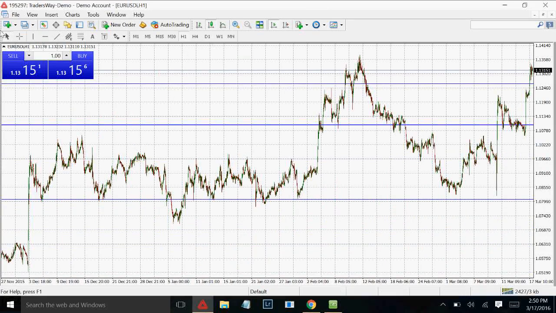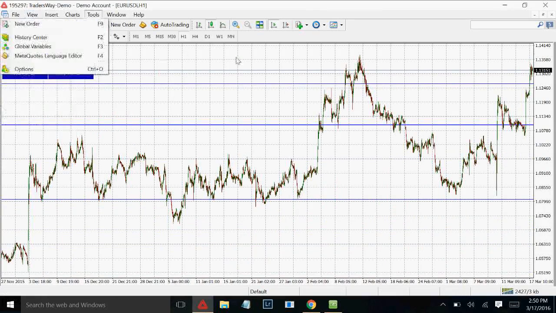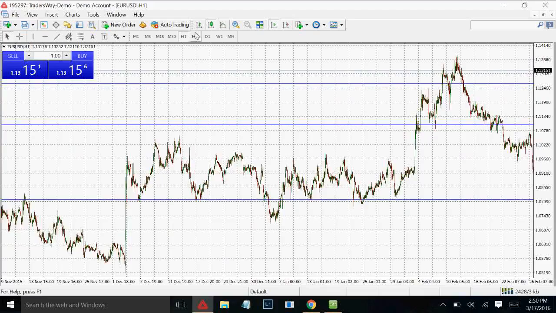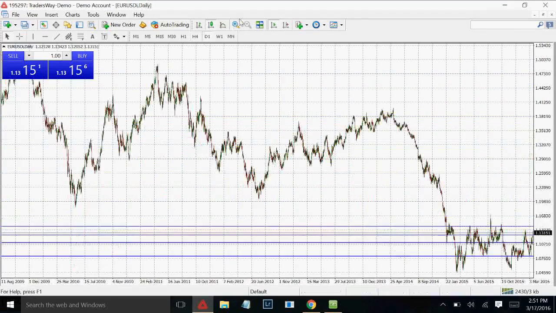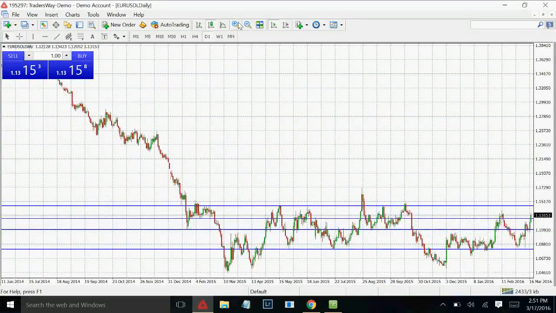Wait, I did not mean to do that. See, the smaller time frames just make everything be everywhere. It's harder to really see what you're doing. All right, so let's draw a couple more lines.